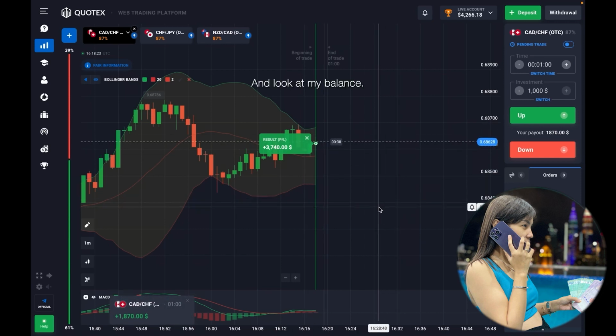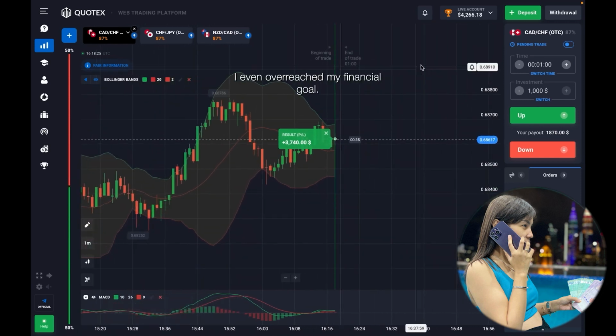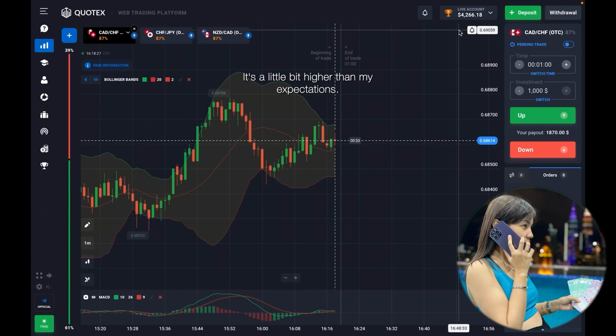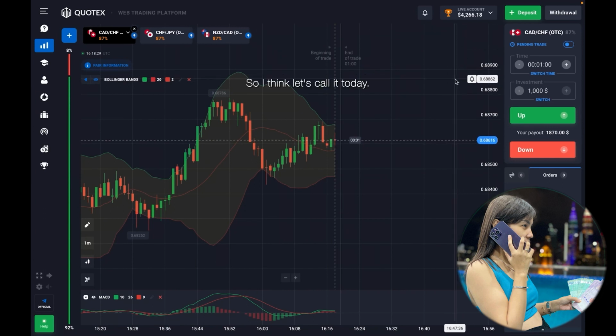Astonishing result, guys. Look at my balance. I even overreached my financial goal. It's a little bit higher than my expectations, and I think let's call it a day.